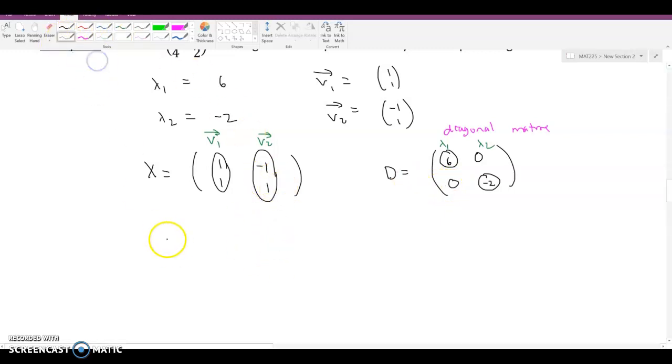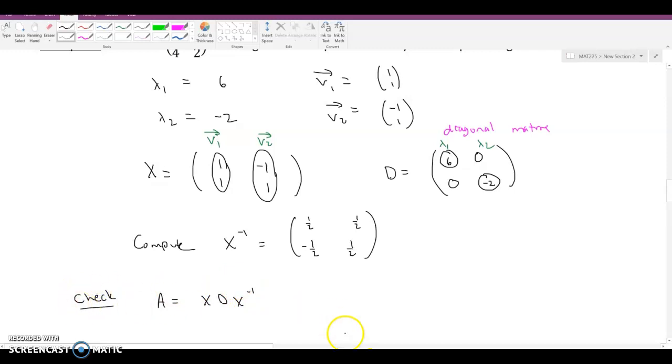So the last thing we need is to compute X inverse. And you can do this in your calculator. You just put this matrix in and then raise it to the negative 1 power. And we should get 0.5, 0.5, so 1/2, 1/2, negative 1/2, and positive 1/2. So we're saying that A is equal to X D X inverse. This is going to be our check to make sure this works out.